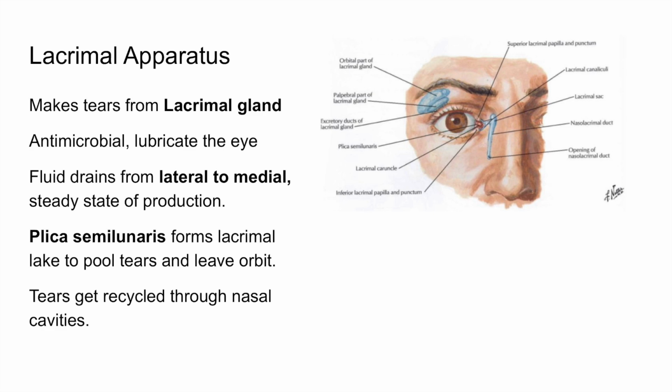From there, tears enter the lacrimal puncta, which are small openings on the superior and inferior eye, then pass into the lacrimal canaliculi, which are small channels that carry fluid into the lacrimal sac, and then finally the lacrimal sac drains into the nasolacrimal duct, which ultimately empties into the nasal cavity, specifically the inferior meatus.